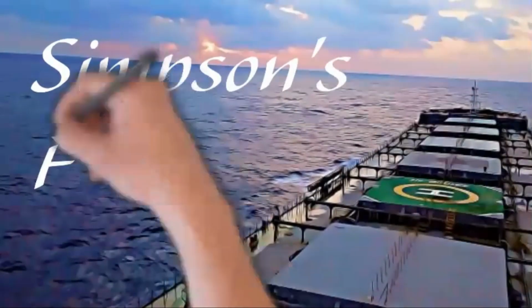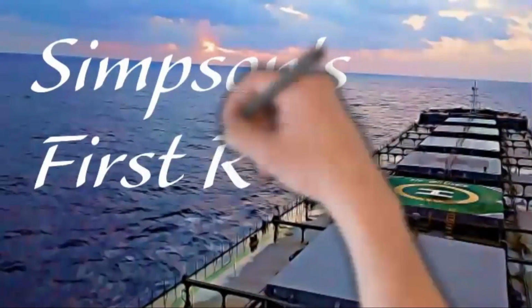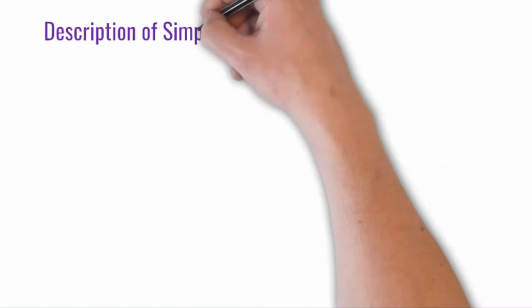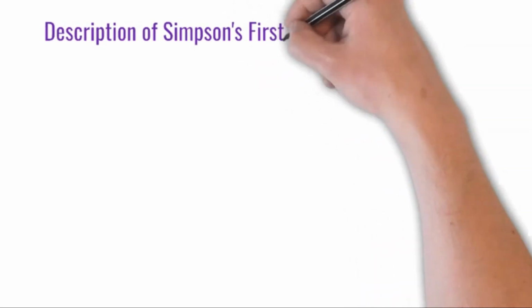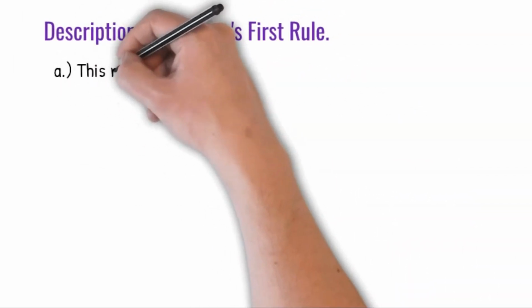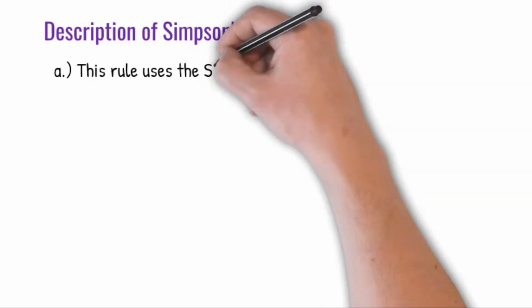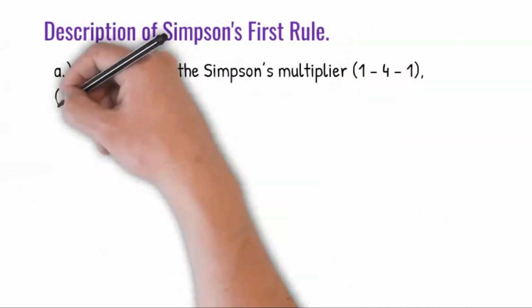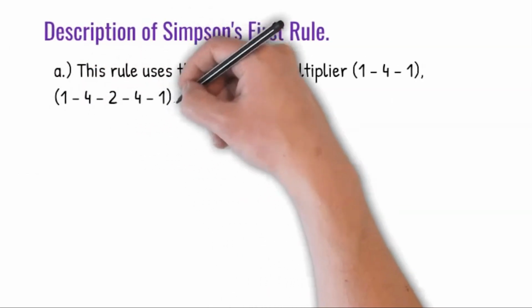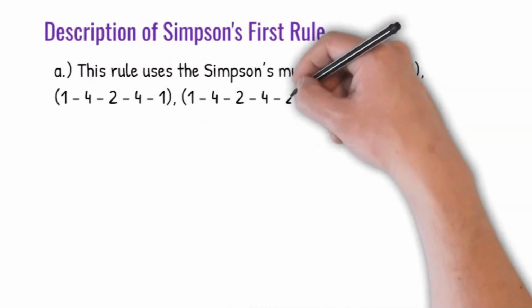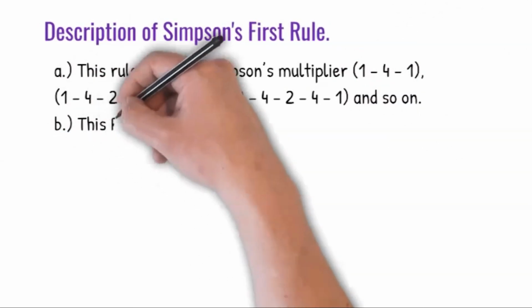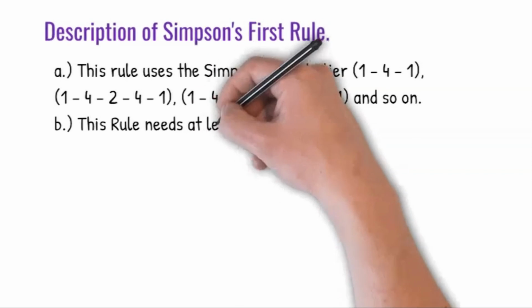Simpson's first rule. Description of Simpson's first rule. A. This rule uses the Simpson's multiplier 1 4 1, 1 4 2 4 1, 1 4 2 4 4 1, and so on. B. This rule needs at least 3 ordinates.